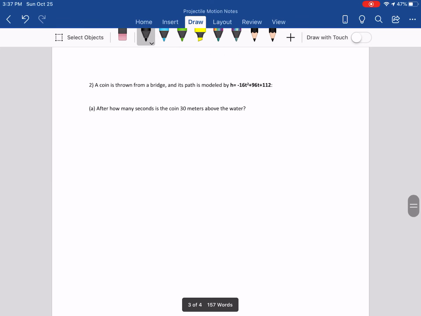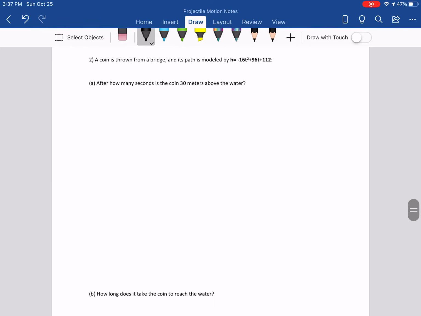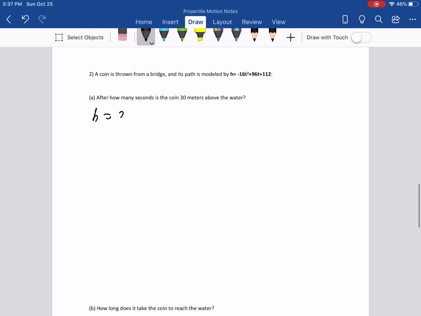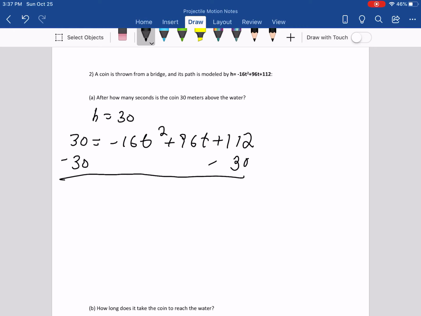All right, number 2. A coin is thrown from a bridge and its path is modeled by that function. After how many seconds is the coin 30 feet above the water? So that means h is 30, so we want to solve 30 equals negative 16t squared plus 96t plus 112. Okay, I'm going to subtract 30 from each side to get in standard form. So we have 0 equals negative 16t squared plus 96t plus 82.